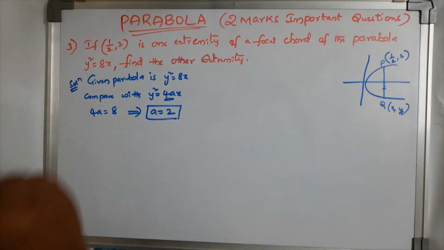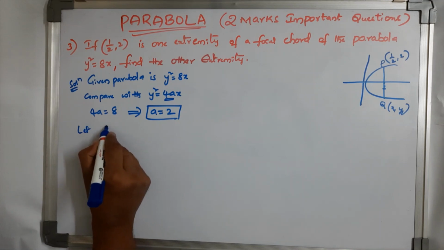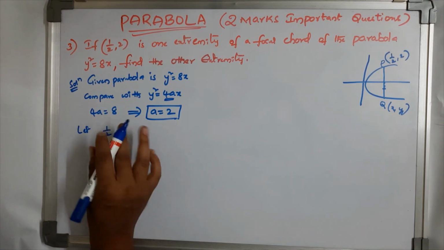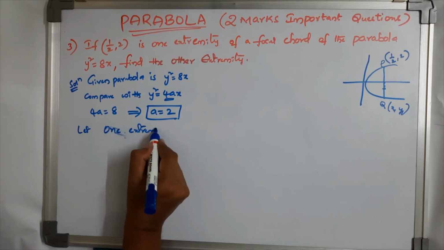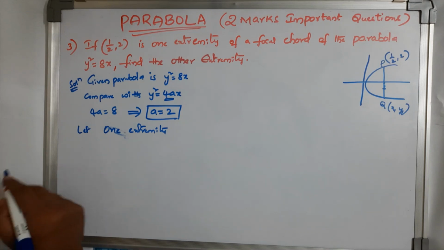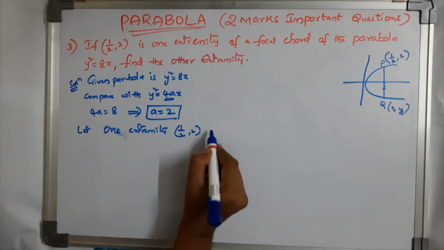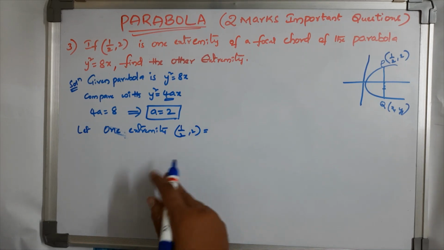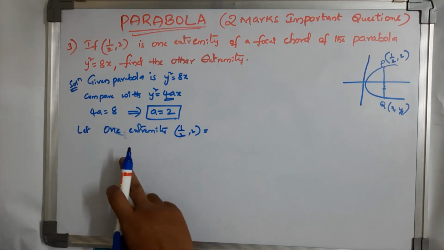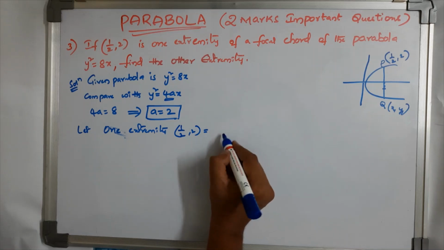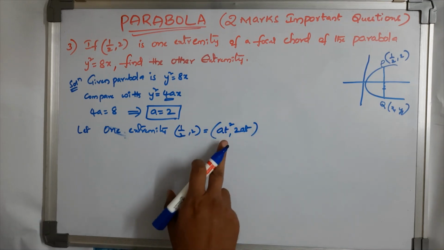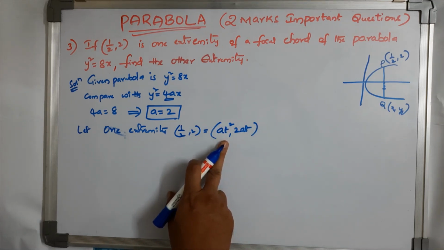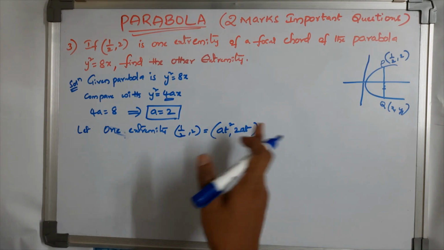And we know one extremity. Let one extremity be 1 by 2 comma 2. We know the formula for extremities: if one extremity is there, then the formula is at square comma 2at. This is the one extremity for focal chord of the parabola, right? We'll discuss the second extremity further.